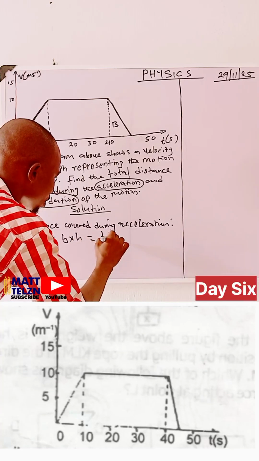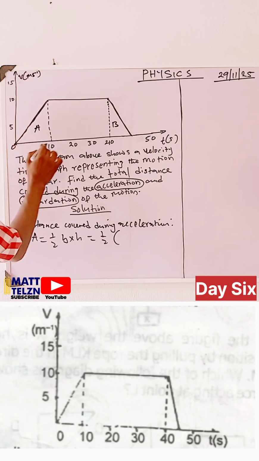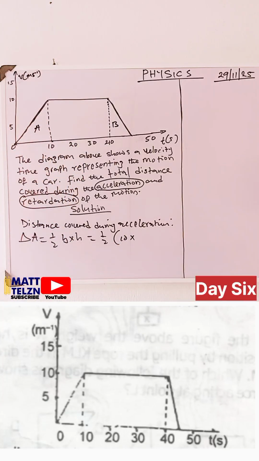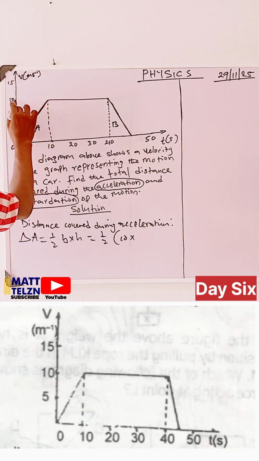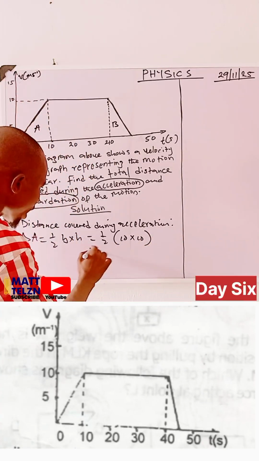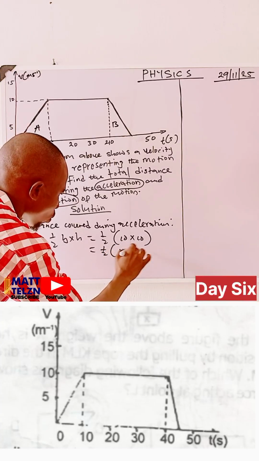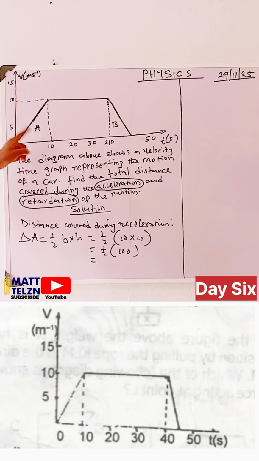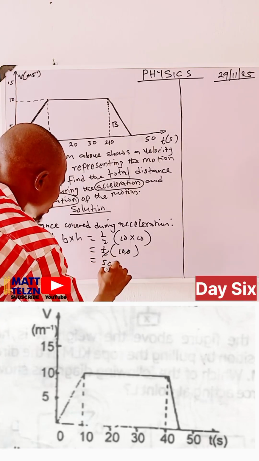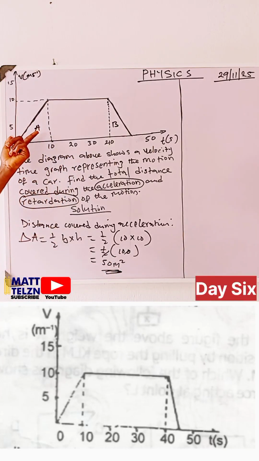I have half, open bracket, my base is what? The distance from here to here, which is 10, times my height. You notice from here to here represents the height. So my height is also 10, right? Good. So what I have is 1/2 times 10 times 10, which is 100. When I divide this, I'm going to have 50 meter square. This is the area of the first triangle, right?